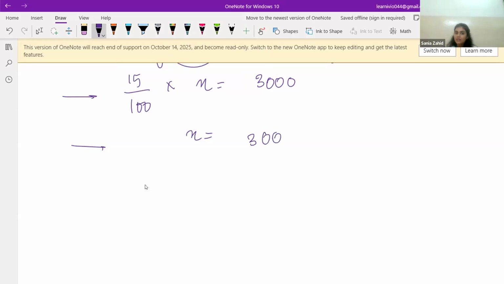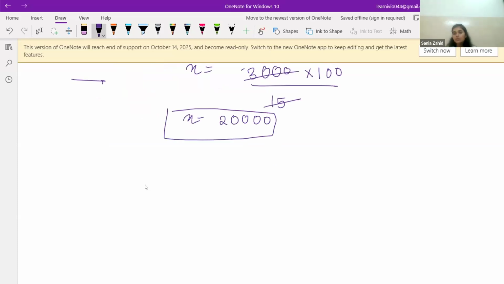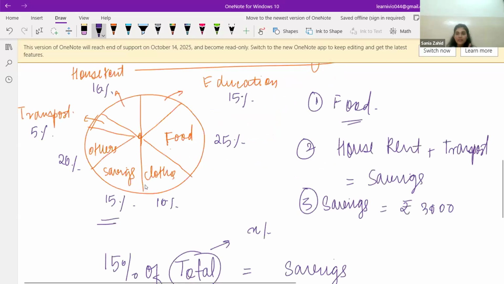And how do you transpose? When anything is being divided, you multiply it on the other side. When anything is being multiplied, you divide it. Right? 15 into 2 times is 30 and then 2 zeros. So X is equals to 200 into 100, which is 20,000. So 20,000 is the total income. Thus, total income is rupees 20,000.